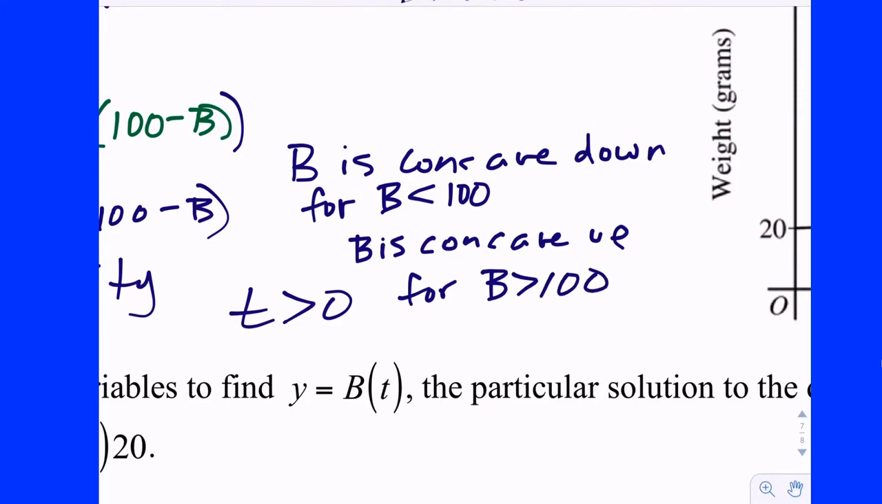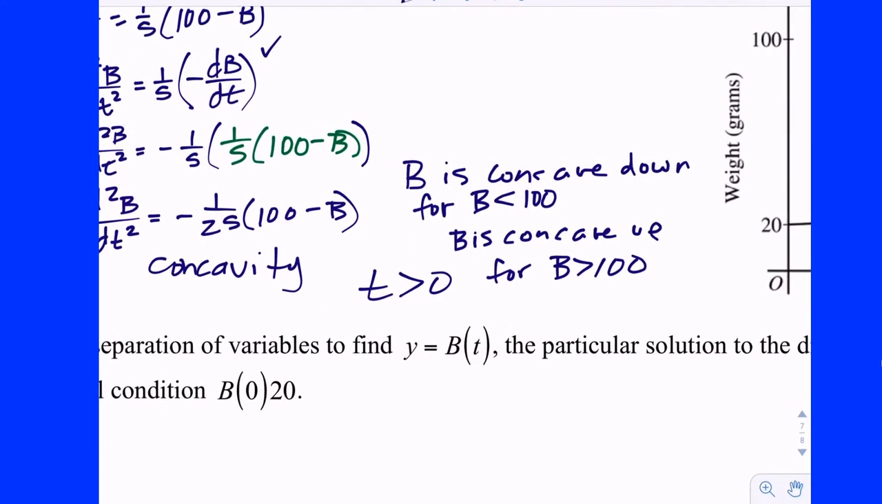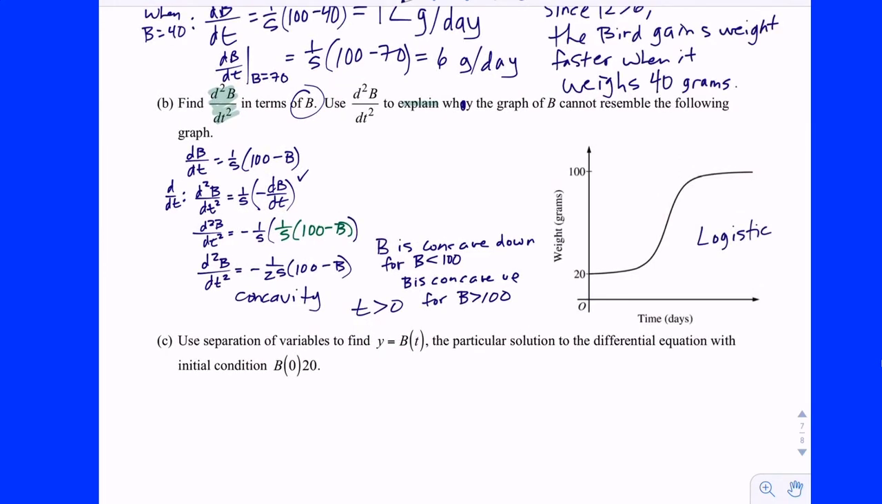And that makes sense, right? If the bird's weight is less than 100 grams, it's going to be gaining weight at an increasing rate because there's more to gain as it approaches its ultimate full size. And once it gets beyond 100 grams, it might still be gaining weight, but it can't continue to gain weight at an increasing rate. Otherwise, it becomes the Star of Sesame Street, right? It's going to increase at a decreasing rate. So that's what the equation tells us.